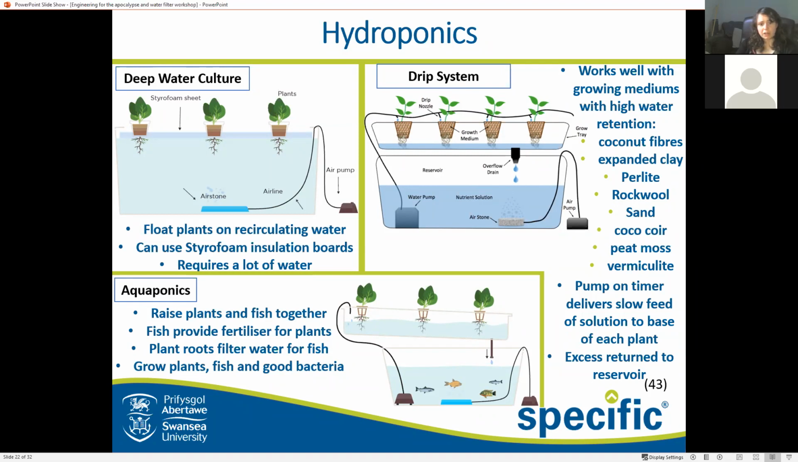This is a simple technique where a pump on a timer delivers a flow of water on a slow feed through pipes, with the nutrient-rich water being supplied at the base of each plant through individual outlets. This excess water can then either be returned to a reservoir and reused, or not collected according to the setup. When working well, this method can be very low maintenance with a very good high output.